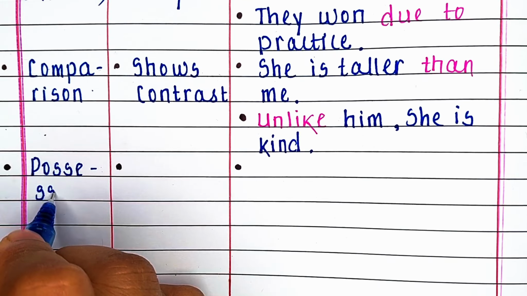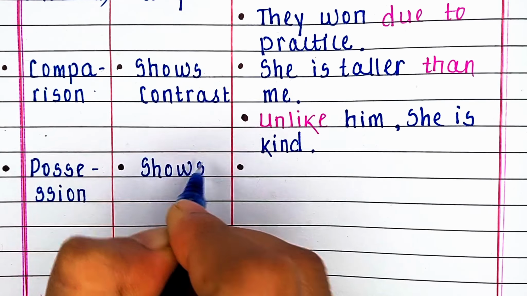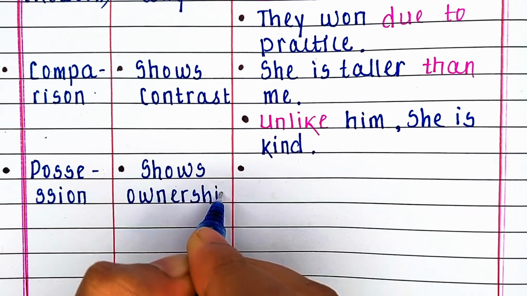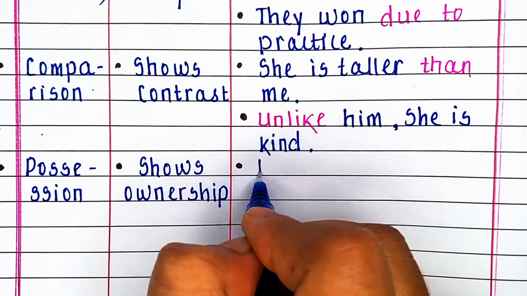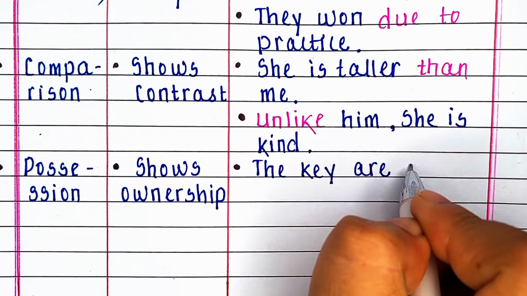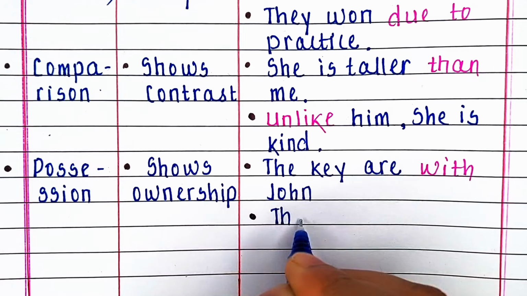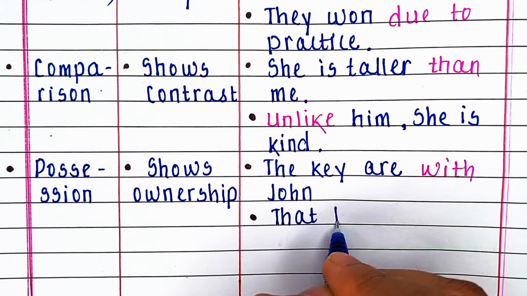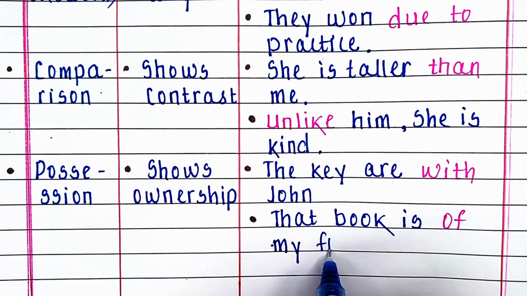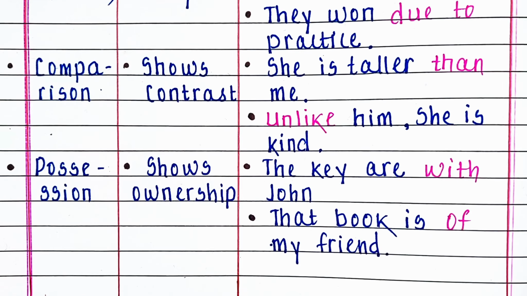Next type of preposition is preposition of possession. This particular type shows the ownership. For example, the keys are with John. Here, with is the preposition that shows that John is the owner of the keys. Next sentence is, the book is of my friend. Here, of is the preposition and it is showing that my friend is the owner of the particular book I am talking about.